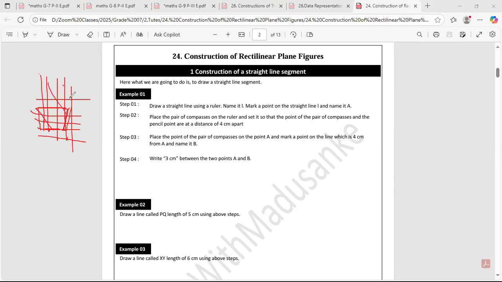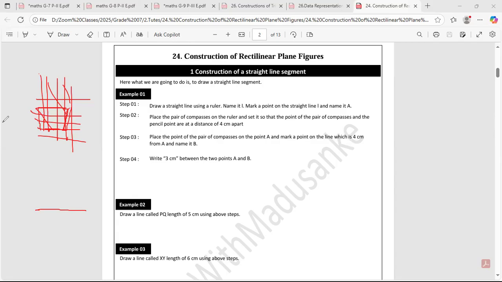But think of something like this. You have an empty space. Now how do you exactly draw a rectilinear plane figure on this? That is a challenge. For that, you will be needing a pair of compasses, a pencil and a ruler, and you will be needing a protractor as well.